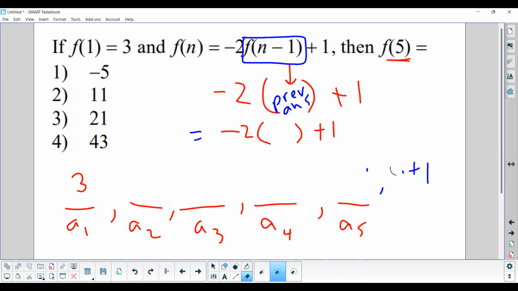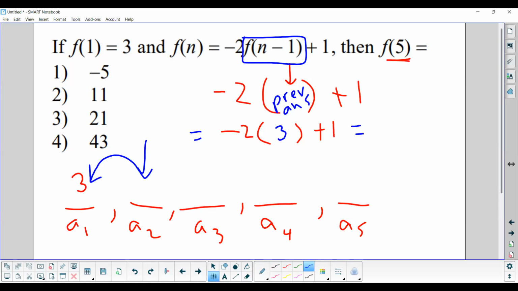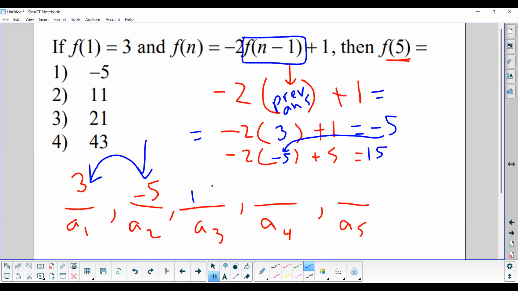So for the first move for you guys, the formula is -2. And if I want to find this answer, I need to use the previous answer. So that goes here. -2 times 3 is -6. -6 plus 1 is -5. So that's the answer here. Then we do this all over again. But remember what goes in this spot? The previous answer. So my answer here is going to go there. So -2 times -5 is 10. 10 plus 5 is 15. So this is a 15.